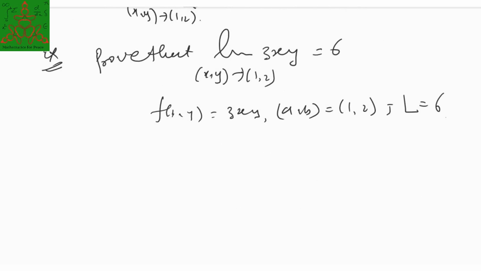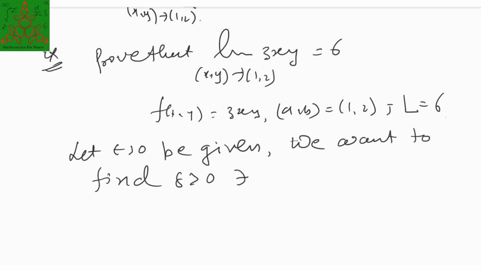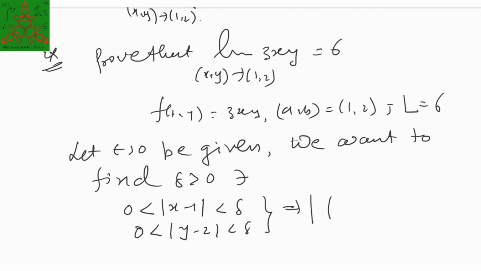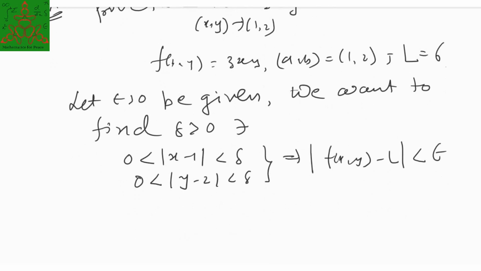So what we need to do here: let epsilon greater than 0 be given. We want to find delta greater than 0 such that 0 less than mod of x minus 1 less than delta, and 0 less than mod of y minus 2 less than delta. These two conditions or inequalities will imply mod of f of xy minus L is less than epsilon. So here also I am starting with this side, and again the question is to calculate a delta which depends on epsilon.